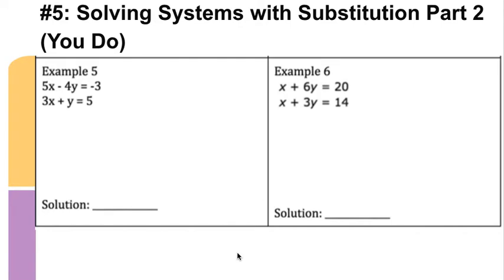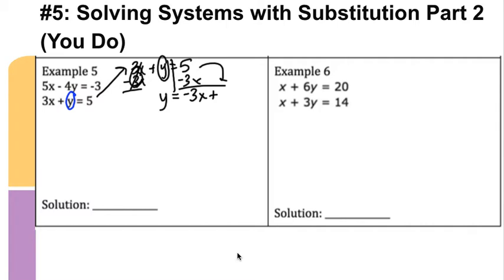Example 5 says 5x minus 4y equals negative 3 and 3x plus y equals 5. Immediately I see that this y seems to be easiest to solve for because there's nothing multiplying it. So I'm going to rewrite it, create a zero pair because I'm solving for y, subtract 3x, subtract 3x, so that's y is equal to negative 3x plus 5.